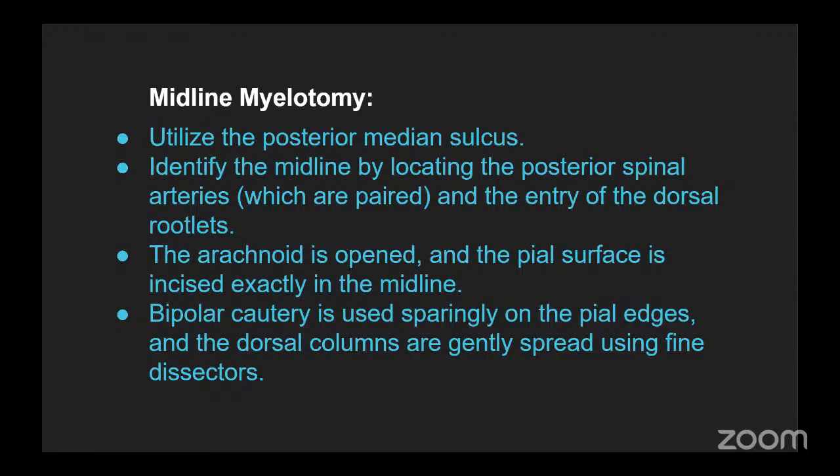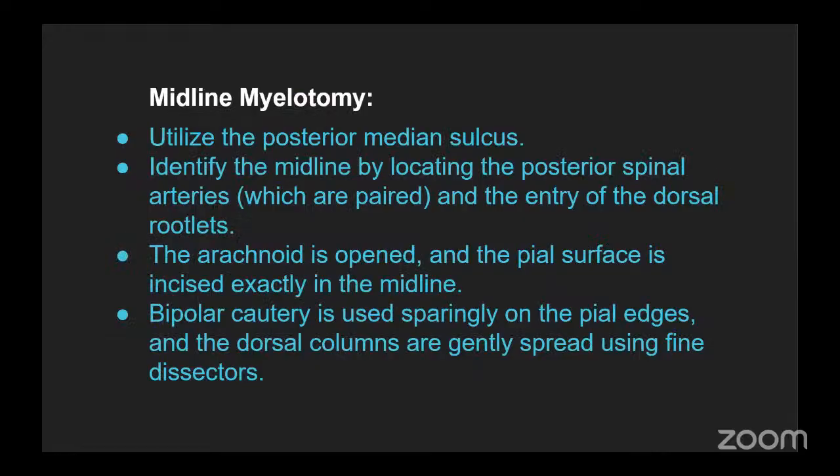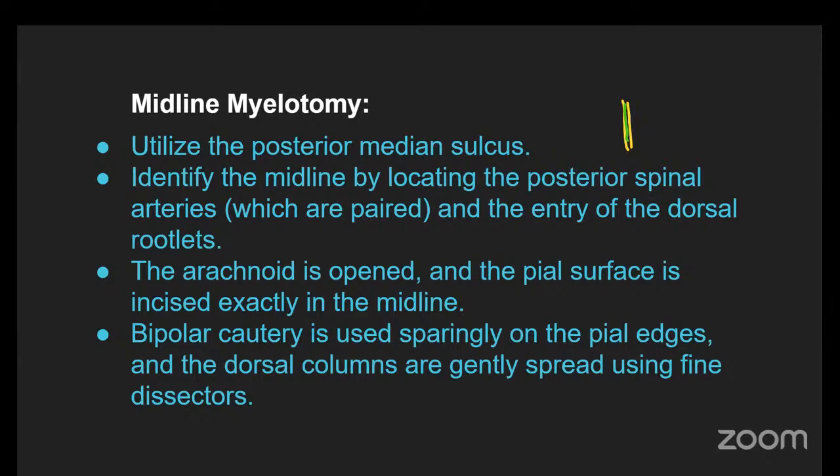Midline myelotomy, we utilize the posterior median sulcus. We identify the midline. How do we identify it? There are posterior spinal arteries. You can see the posterior spinal arteries, they are paired. They go like this. Then we have to go in between them. There's a very narrow space where we go in between. This area is avascular. It's a natural plane. We open the arachnoid and then the pial surface is incised exactly in the midline. Bipolar is going to be your biggest friend, but your biggest enemy as well when we are talking about spinal cord surgery.